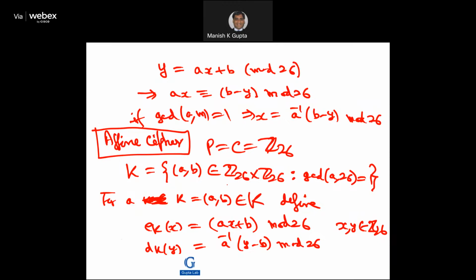Any questions? Fairly straightforward, simple, high school mathematics, right? So maybe sometime you can give a lecture to high school students about this encryption. They will enjoy it.